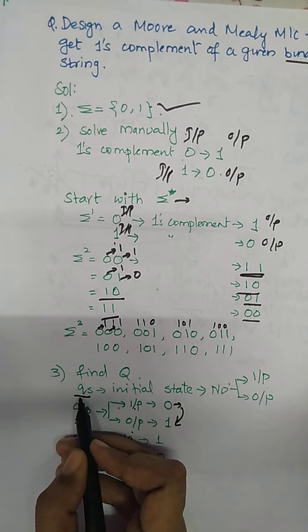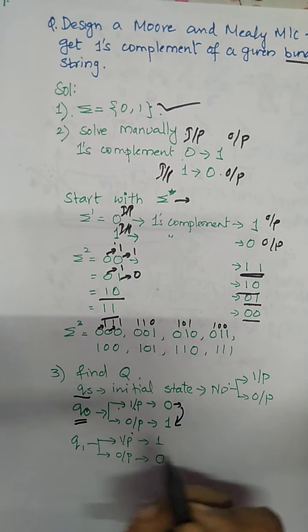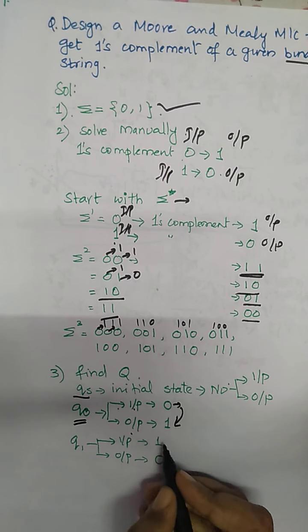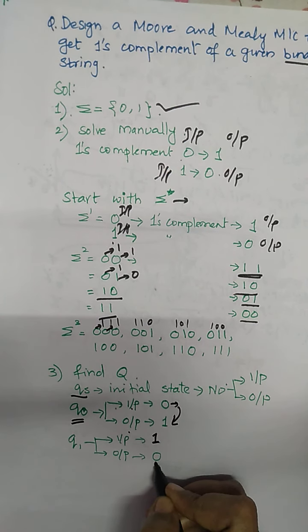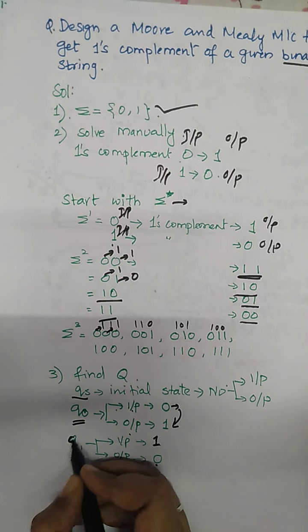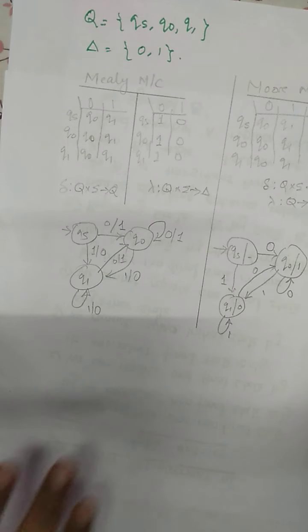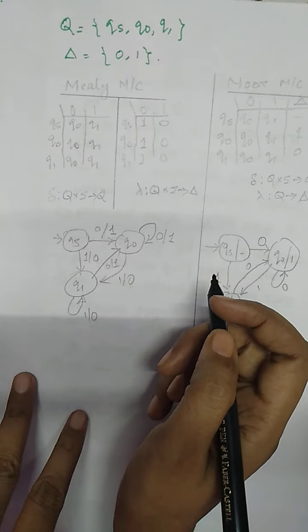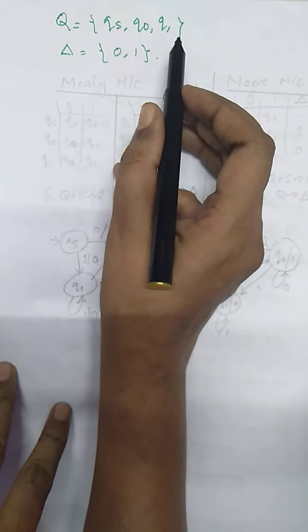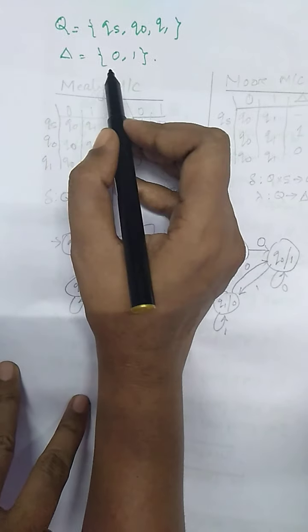Now with the qs, the next bit, the input can be 1. If the input is 1, the output has to be 0. So this condition is indicated by the q1 state. After that, we had found the states as qs, q0 and q1, and the output symbols are 0, 1.